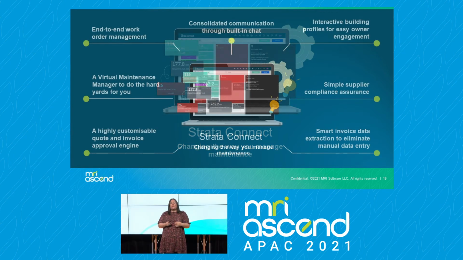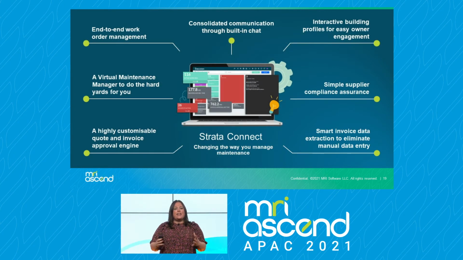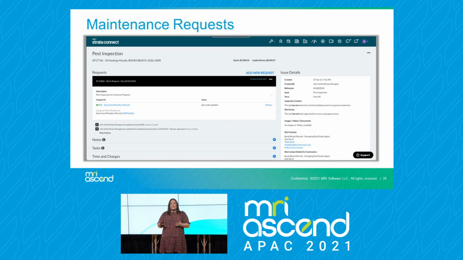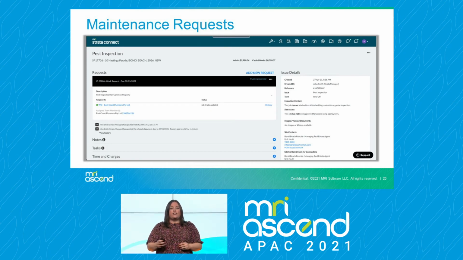So Strata Connect will solve all of these problems for you. It has extensive maintenance and community engagement functionality to make your job even easier. We've got work order process management, quote and invoice processing, communication tools, virtual maintenance managers, interactive building profiles, supplier compliance, and more. Lot owners, tenants, and agents will easily be able to lodge and track maintenance requests in Strata Connect. There's clear transparency for all of your contacts, removing the need for people to constantly chase you for updates or have 20 owners calling you all at once to let you know that the lift is broken.